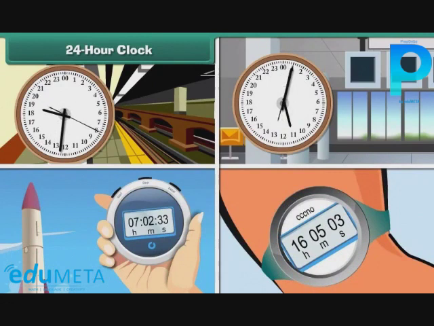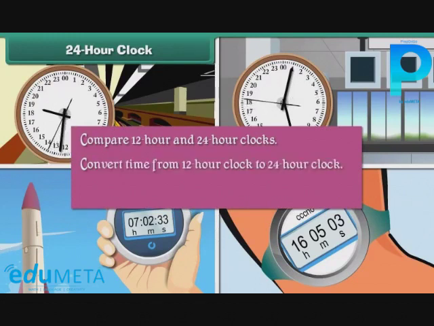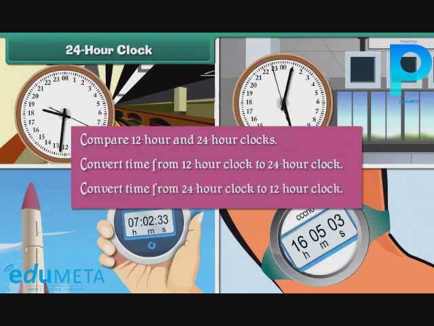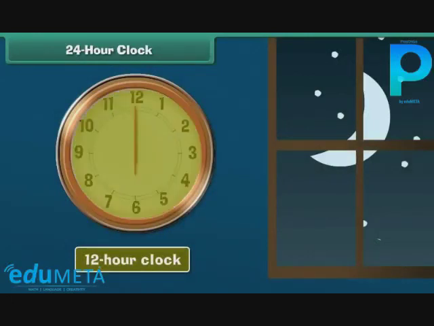In order to understand it better, let us compare 12-hour and 24-hour clocks. Convert time from 12-hour clock to 24-hour clock. Convert time from 24-hour clock to 12-hour clock. Let us learn in detail. Comparison with 12-hour clock. This is a 12-hour clock.